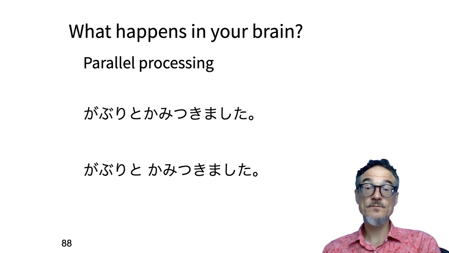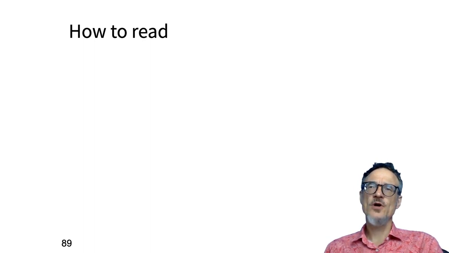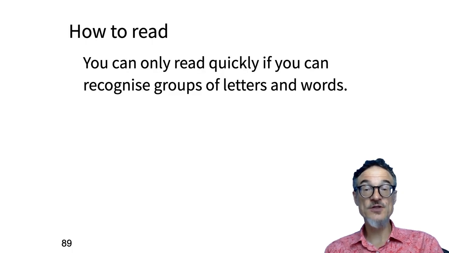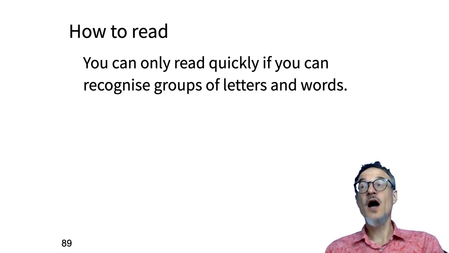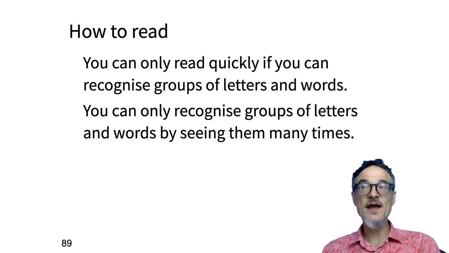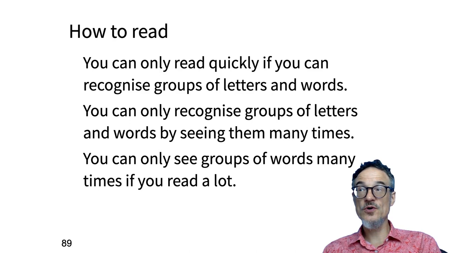So how do we read then? To read, first of all, if you want to read quickly, you need to be able to do this parallel processing. You need to be able to read the letters and process them in parallel inside your brain and recognize those groups of letters, those groups of words. You can only recognize groups of letters and words by seeing them many times. You won't recognize them unless you have seen them. And you can only see groups of words many times if you read a lot.